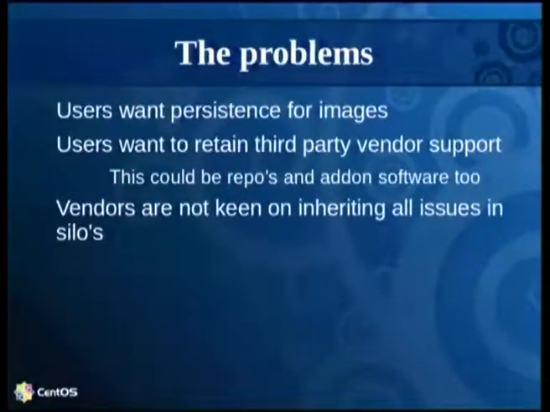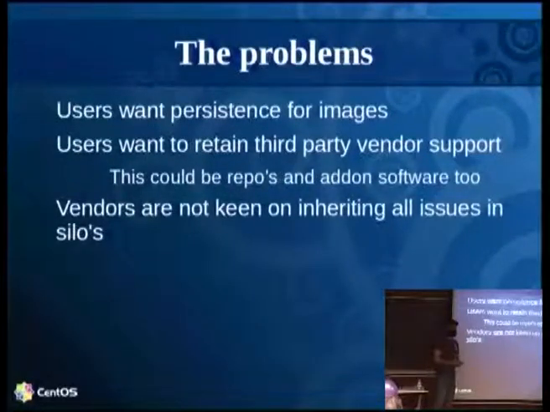So the problem we can really define down to is, users want persistence for images. They want something that is reliable, that looks like CentOS, irrespective of where they are going to, what vendors they're working with, what sort of environment they're on, if they're on a local box or if they're on a remote box. But they still want to retain third-party support.